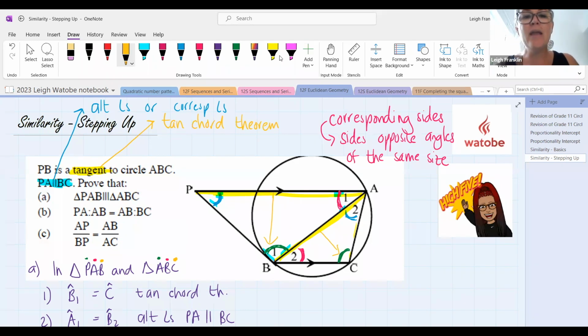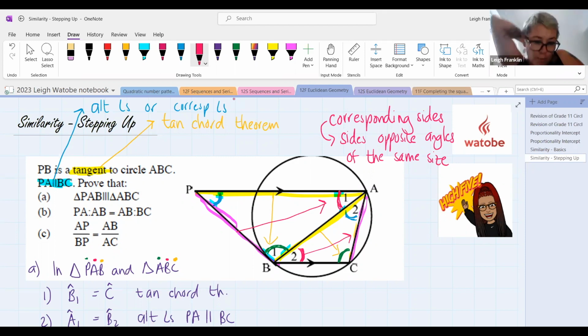Another example, if we now have a look at side PB. Side PB is opposite A1. Side AC is opposite B2. So these are also corresponding sides because they are opposite angles of the same size. So that's what the words corresponding sides mean. When we're talking about corresponding sides, they are sides in different triangles that are opposite angles of the same size.